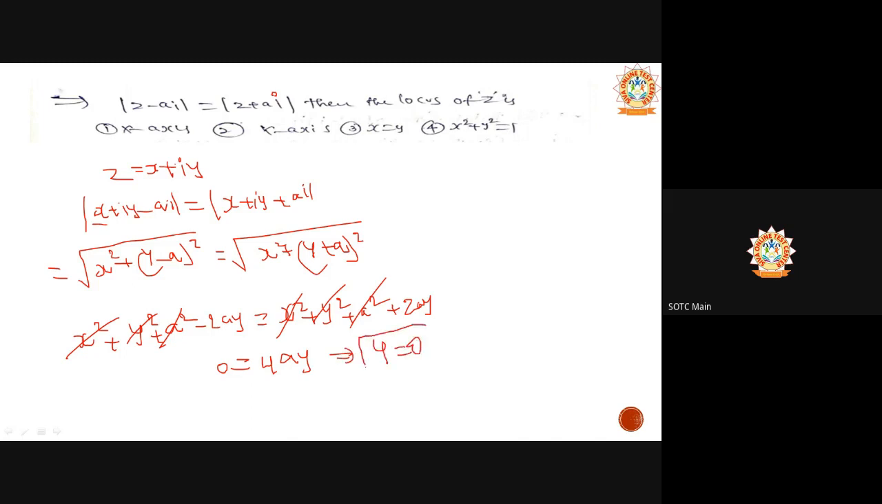So from this, what will y become? 0. Why? It is 4a y equals 0. So if y is equal to 0, what is it? X-axis. Very good, it is the x-axis. So the locus of this complex number is on the x-axis, irrespective of the x value. So it is lying on the x-axis. Clear? Yes, sir.